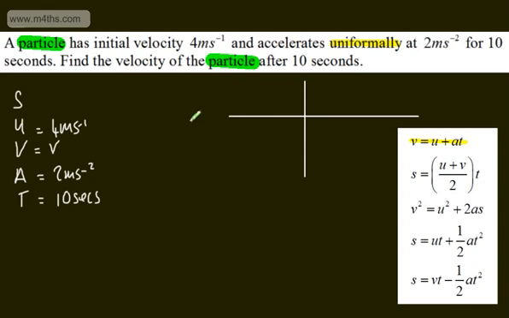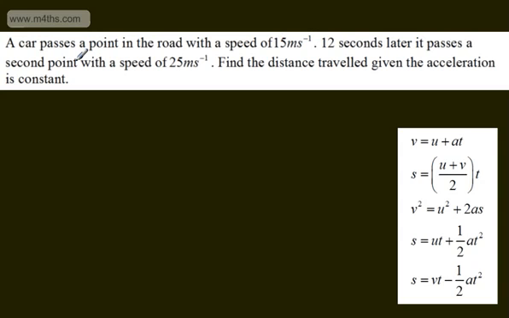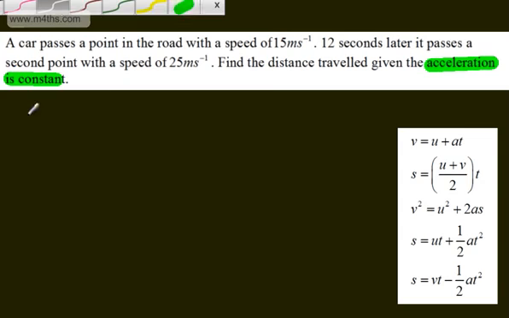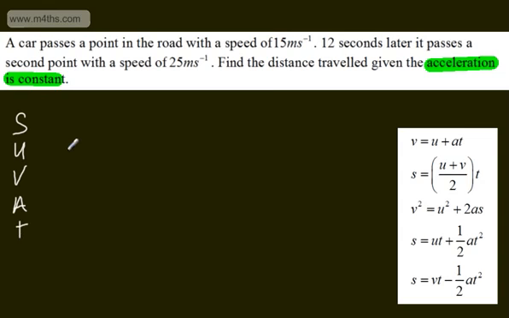Okay, let's have a go at another one. A car passes a point in the road with speed of 15 meters per second. 12 seconds later it passes a second point with a speed of 25 meters per second. Find the distance travelled given the acceleration is constant. So we've got constant acceleration, and we're simply going to model this up again as a particle. So if you like, we can just go ahead and put that into the constant acceleration equations. So collecting the information using SUVAT, I've got an initial speed.